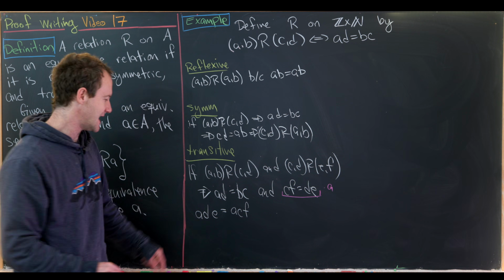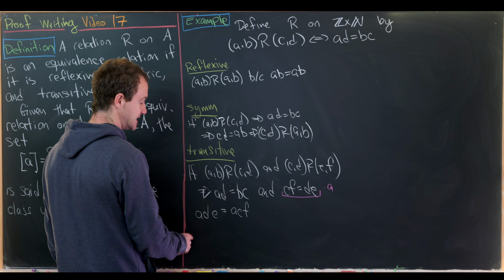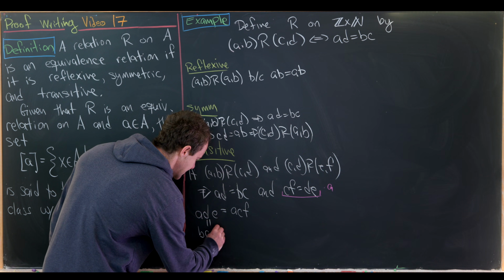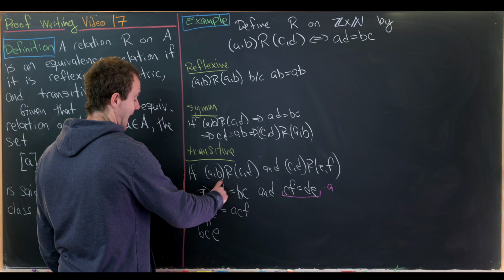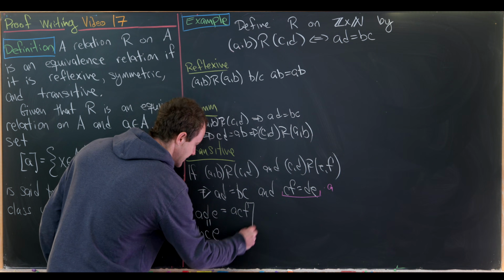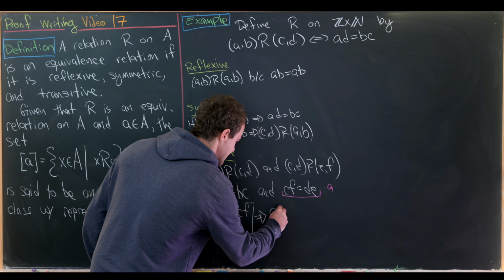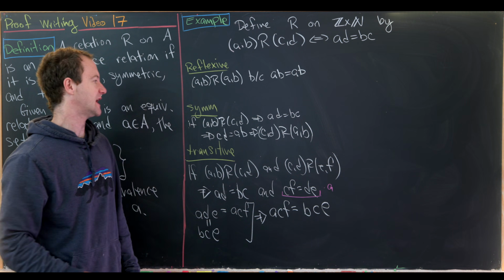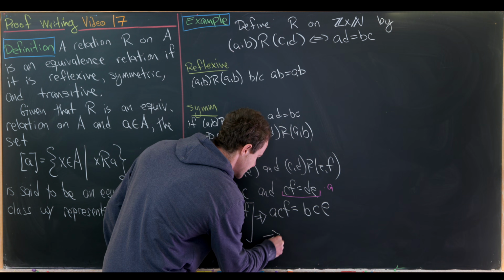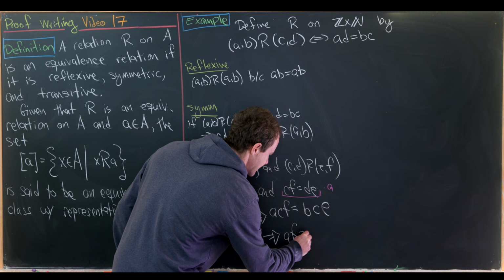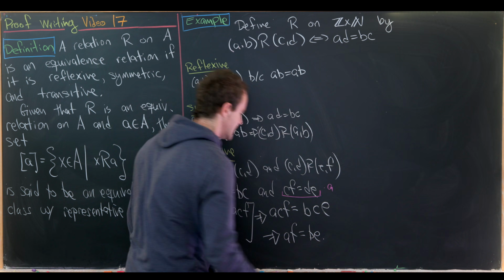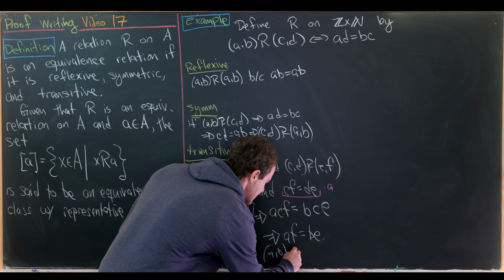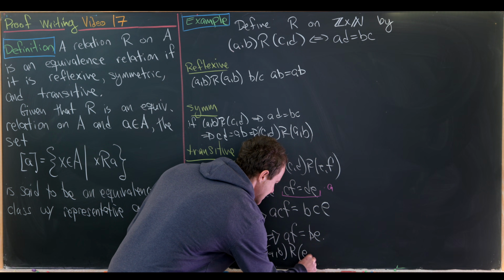But now we can write ade as bce. So let's do that. This is the same thing as bce, given this fact right here. But now putting that together, we have acf equals bce. But now we can cancel c from both sides of this equation, and that gives us af equals be. But that's exactly the condition that we need for (a, b) to be related to (e, f).